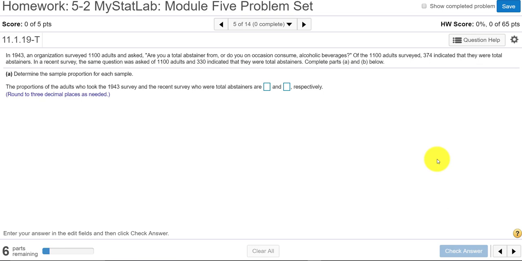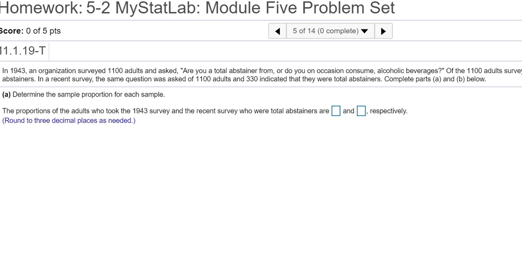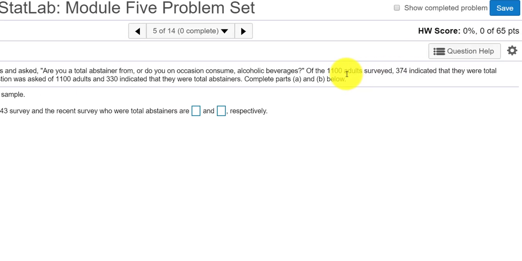Hello, class. I wanted to answer a problem from the homework 5 set. This is problem number 5. It says we survey 1,100 adults and ask, are you a total abstainer from or do you consume on occasion alcoholic beverages? It looks like 374 of the 1,100 were abstainers and 330 out of 1,100 were abstainers.